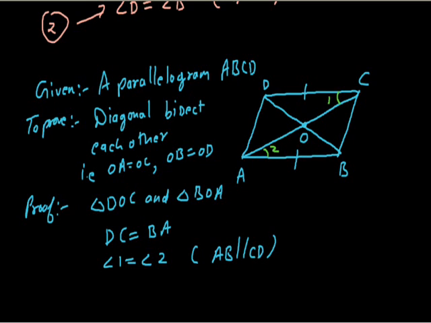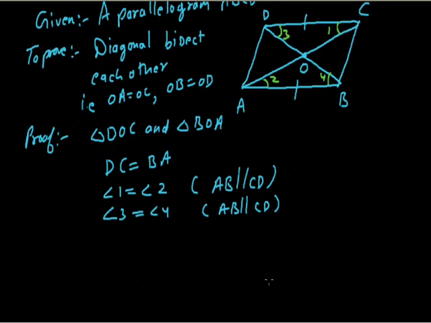In the same way, angle 3 is equal to angle 4. Again the same reason, the lines are parallel. Again AB is parallel to CD. So again by the angle side angle criterion, we can say that triangle DOC is congruent to triangle BOA.